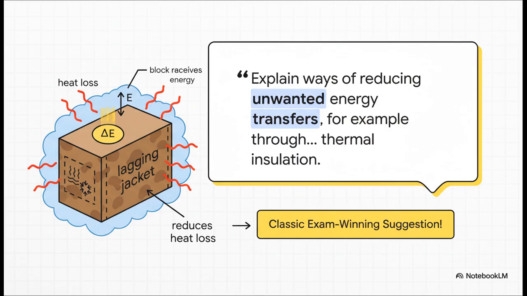Not all the energy from your heater actually goes into the block. This makes the energy you measured, your delta E, seem bigger than it should be, which in turn makes your final calculation for C too high. So what's the solution? The classic grade A answer is to insulate the block. Wrap it in a lagging jacket to stop that precious heat from escaping.